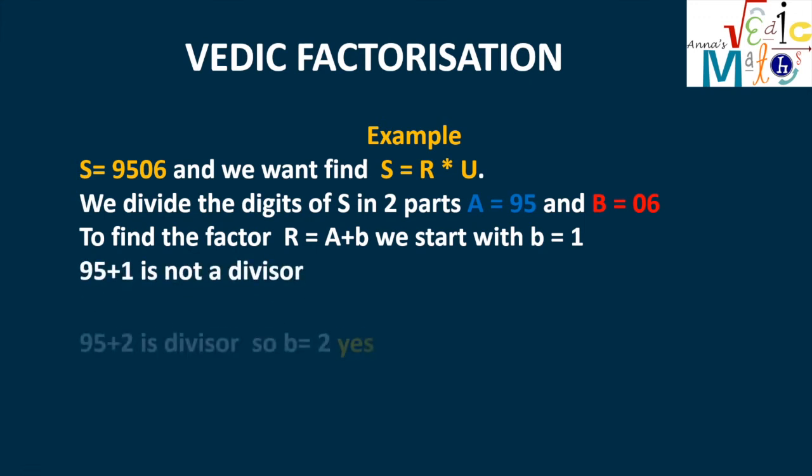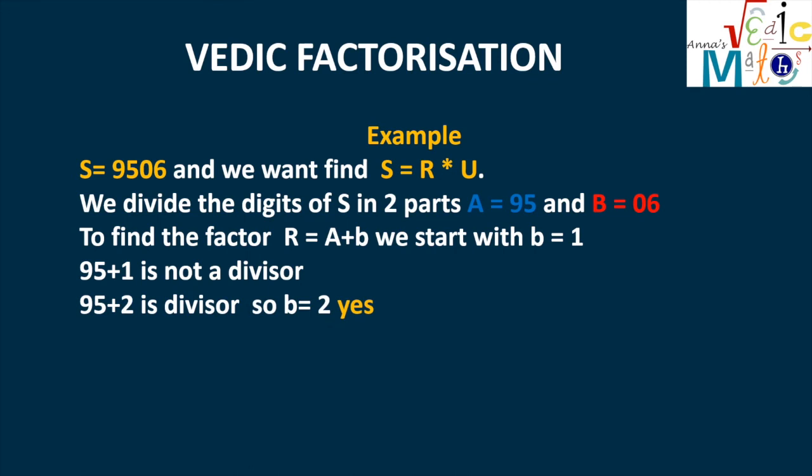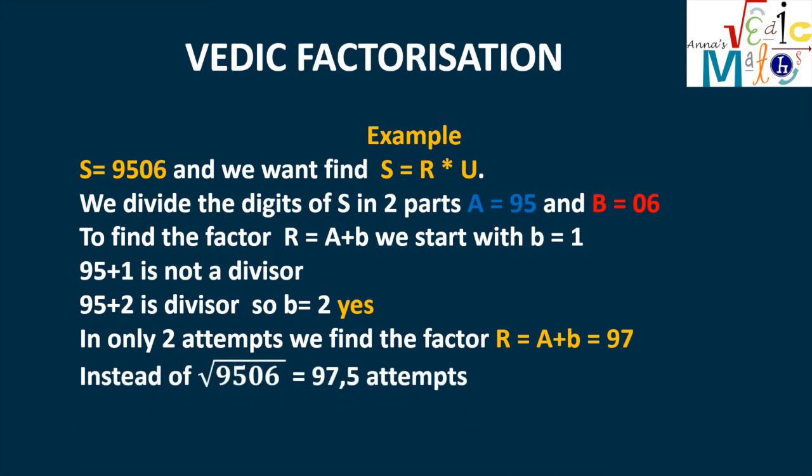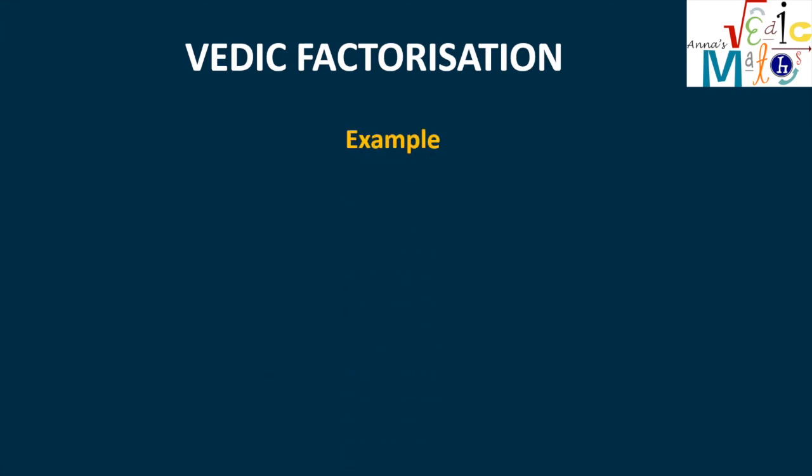95 plus 1 is not a divisor. 95 plus 2 is a divisor. So in only 2 attempts, we find the factor R equal 97, instead of the square root of 9506, that is about 97 attempts. Now we can find U, that is S divided by 97, and we obtain 98.